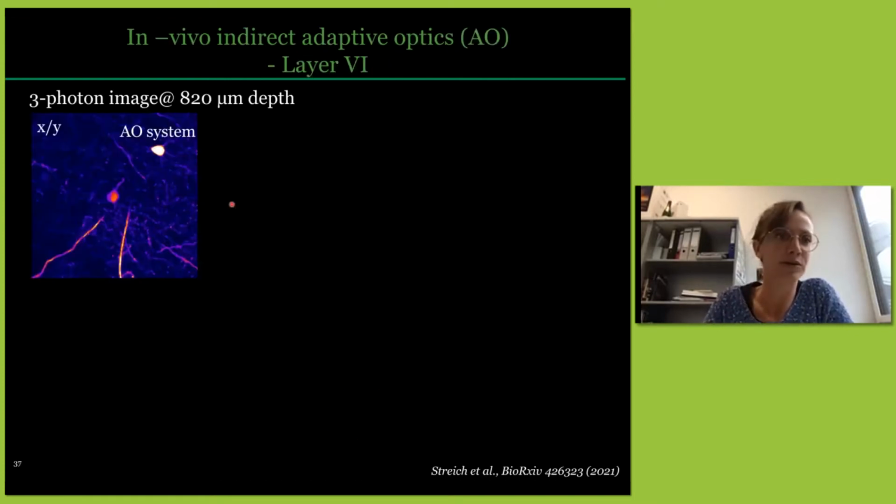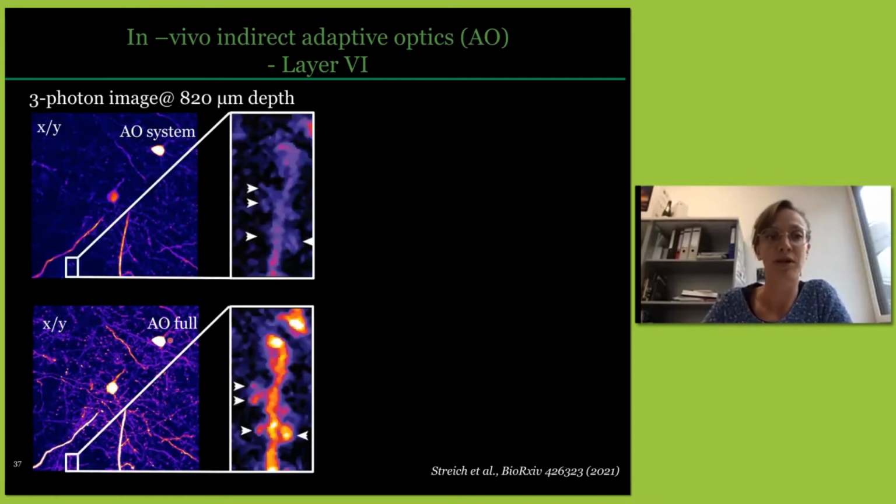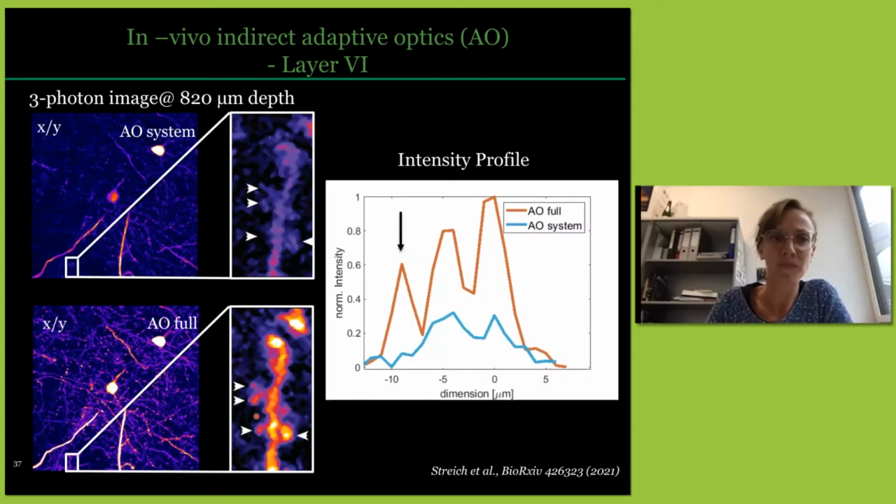And now I would like to show you some of the results we achieve with adaptive optics correction in vivo and three-photon excitation at 800 micrometer depth at layer 6. And here you can appreciate that with full aberration correction, we achieve a clear enhancement in both intensity as well as the resolution, where the fine structures such as the spines only become clearly visible after aberration correction. And you can also see on this intensity plot where the second spine only became visible after aberration correction.